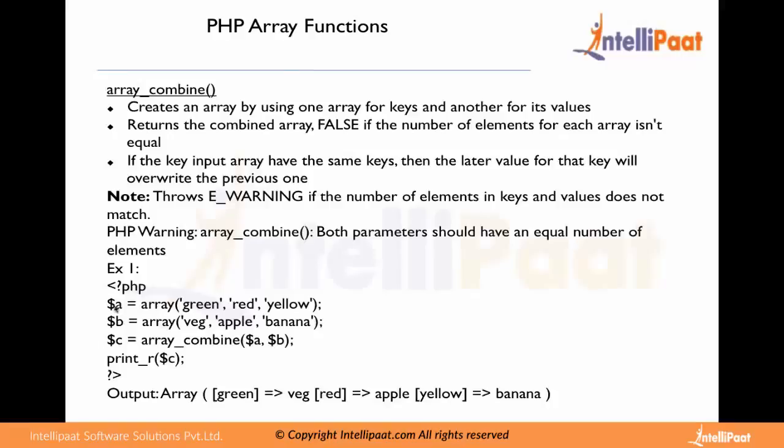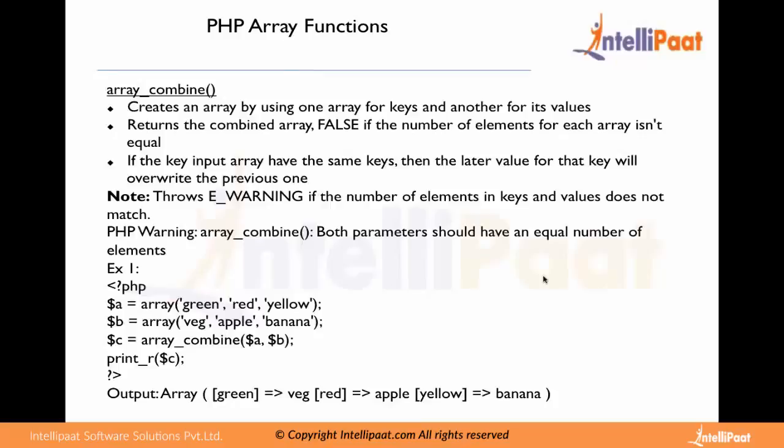So here is an example. Here I am creating an array $a which will have some values, and $b is also an array which will have some other values. If I pass both these arrays to the array_combine function, it will return an output as an array. I am getting keys from the first array and values from the second array. So it is giving me green as a key from the first array, and for this I am getting the corresponding value from array b, which is red. So it will give me key value pairs from both arrays.